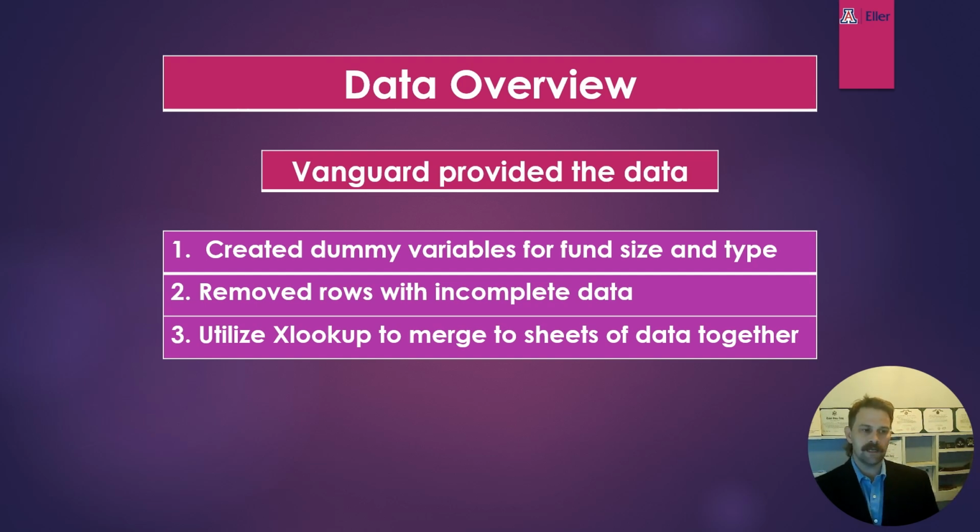So initially the data was provided by you, Vanguard, to us. We did have to clean the data a little bit to make it more usable for us. For instance, we created dummy variables for fund size and fund type, because we thought these might be influential on how a fund yield would perform. We also removed rows with incomplete data in order to create the cleanest data set possible to work with. And then we also used XLOOKUP to merge our Excel sheets together so that we could run our regression without any error.